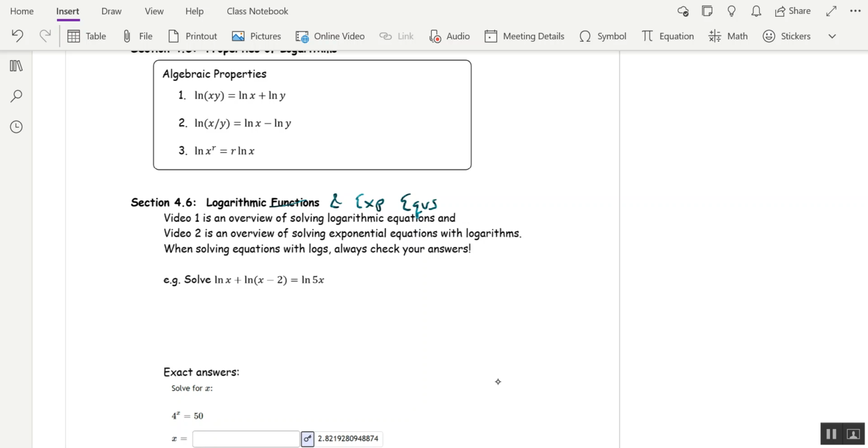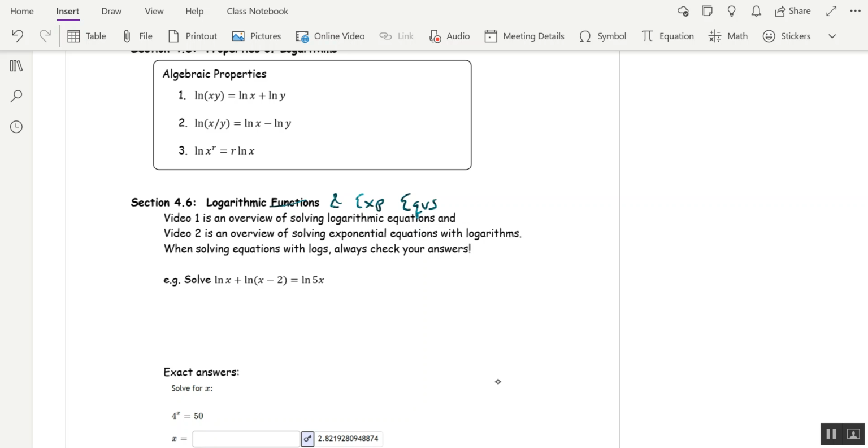I want to point out a couple of things. One, when you solve any equation using logarithms, you always have to check your answer. And that's because the properties of logarithms that I have above are only valid when these things are defined. So x and y are both positive. And so let's take a look at what happens when we solve an equation that involves logarithms and we have to use properties of logs.